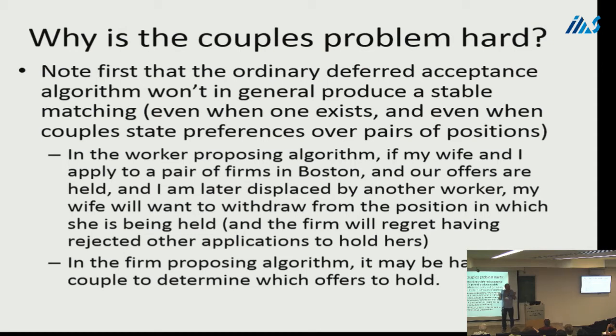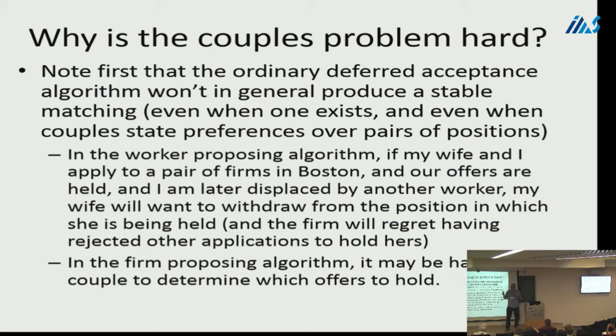Well, our second choice isn't 2 jobs in New York, it's 2 jobs in Boston. So in order to let us apply to those 2 jobs in Boston, the algorithm has to withdraw my wife from the position that was holding her application so that we can apply to 2 jobs in Boston.